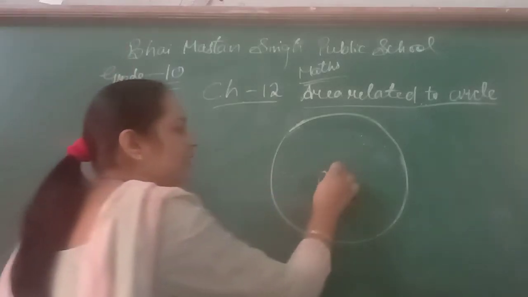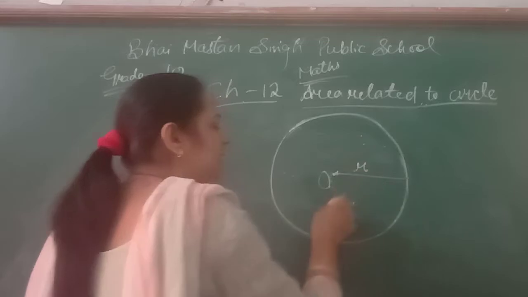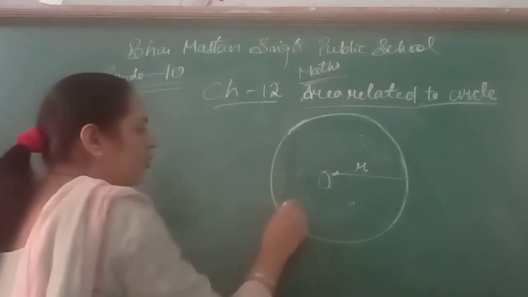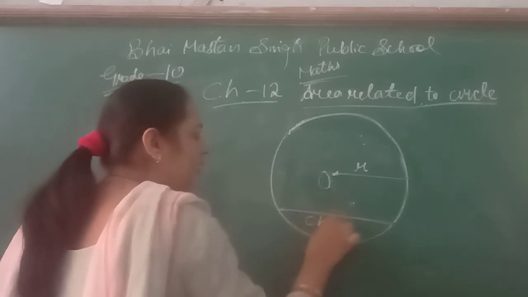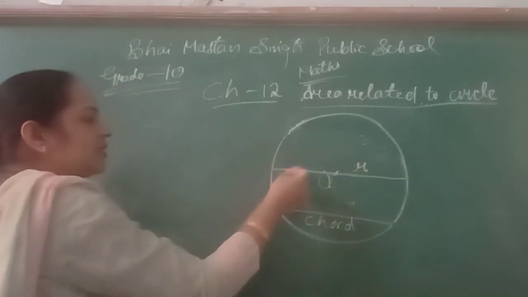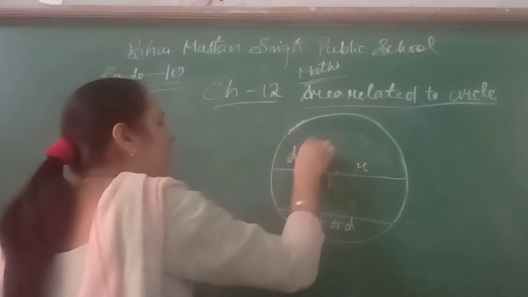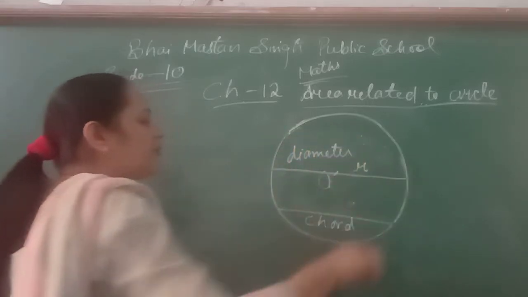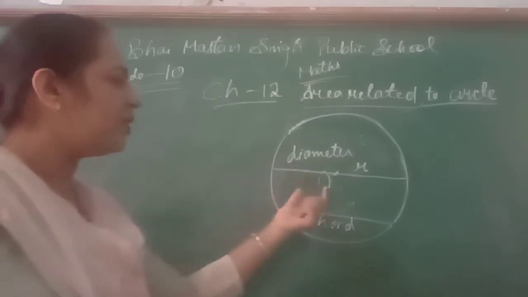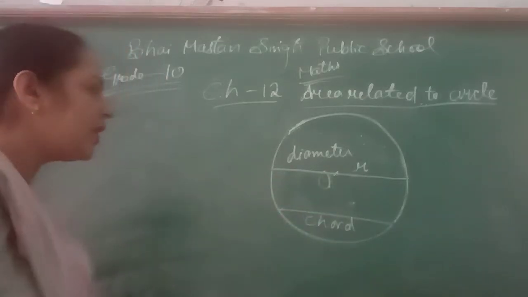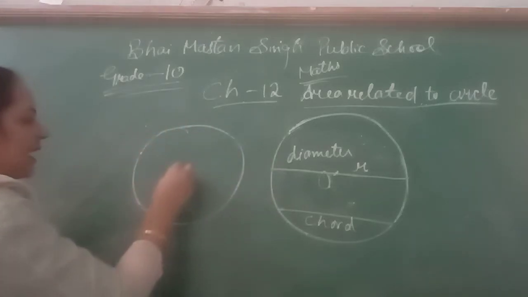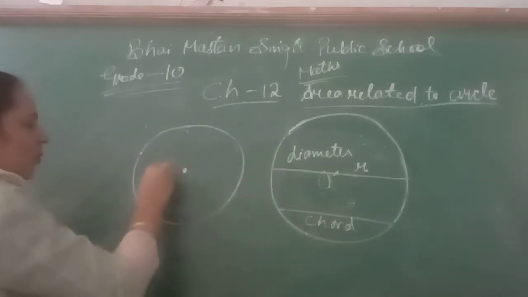As this is a circle, this is called the radius and this is called the chord, and you can draw a chord here. This is called the chord, and the whole line that passes through the center is called the diameter. A chord never passes through the center. The diameter passes through the center. The next point is that this is the center O.